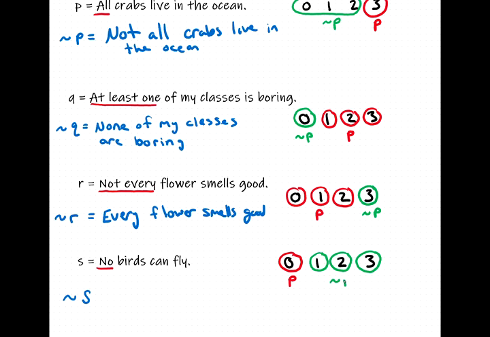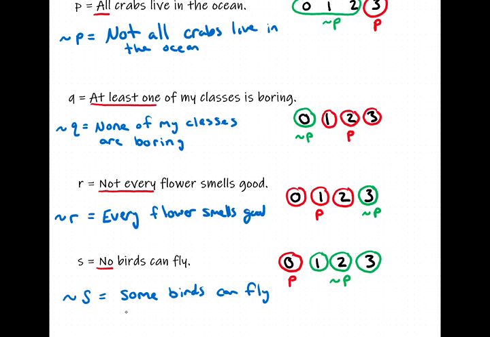So again, intuitively, if you ask what's the opposite of no birds can fly? Well, you may say all birds can fly, but that's not true. That's not the negation. The negation has to account for the part but not everything, as well as the everything. So the negation would be some birds can fly.